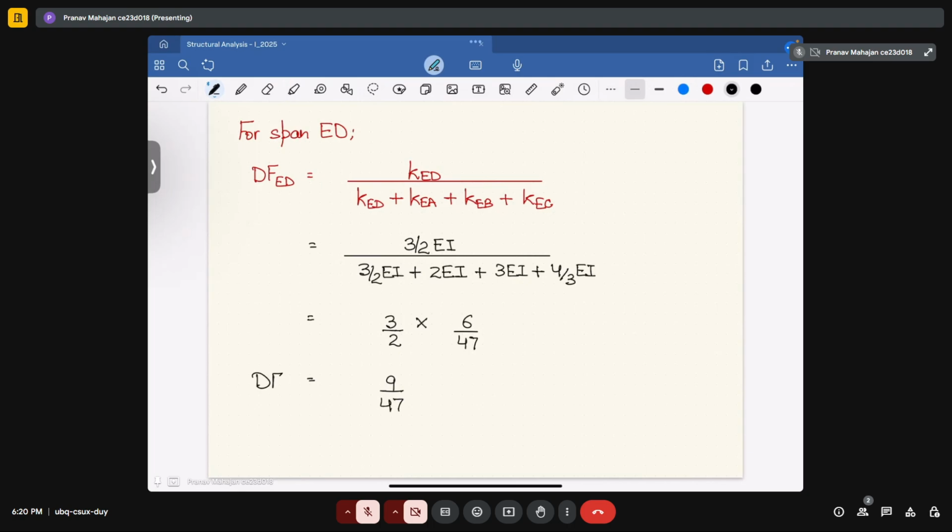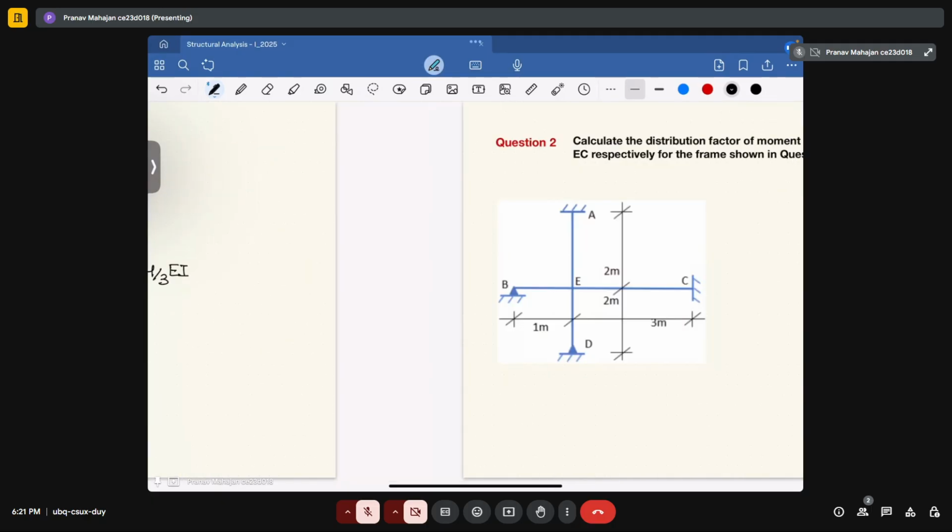Okay, so this is how you will calculate the value of distribution factors. Now if you want to check whether your value is correct or not, you can determine the value of DF for all the spans, and then check that their sum should be equal to 1. If the sum of all the distribution factors comes out to be equal to 1, then you can say that your calculation for the distribution factor is correct. Okay, so now let's move further and we will increase the complexity for this.